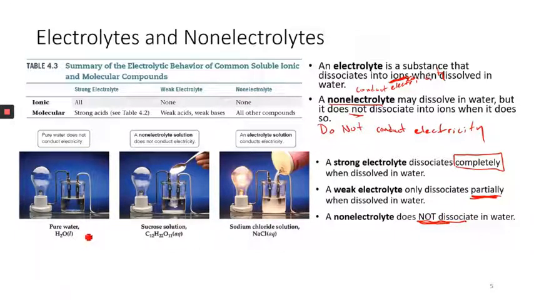And you see in this diagram here, this light bulb is not lit with just pure water. You add sugar to it or sucrose, it's still not lit, but you add salt to it and it does light up. Because now you have ions which are conducting electricity.